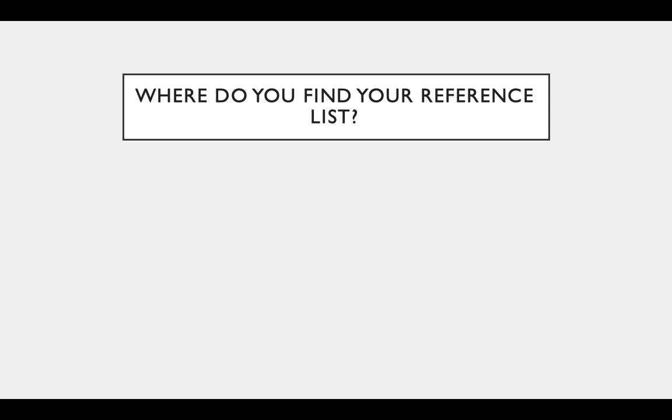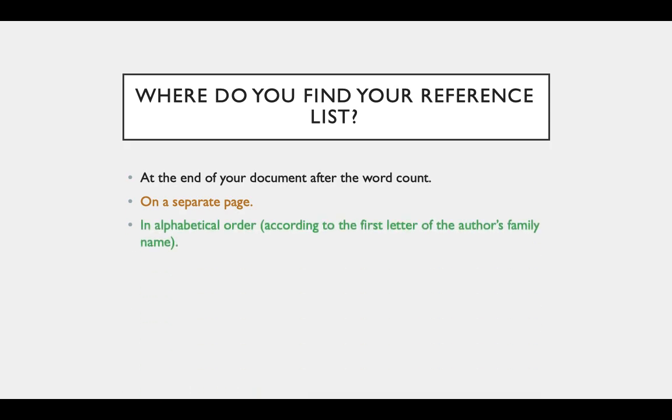So where do you find your reference list? It's at the end of the document and it's after the word count. And it's on a separate sheet of paper. Okay, separate page. Also, your reference list should be in alphabetical order, and this is according to the first letter of the author's family name. If there isn't an author, then use the first letter of either the company or the newspaper article where you've drawn your information from.